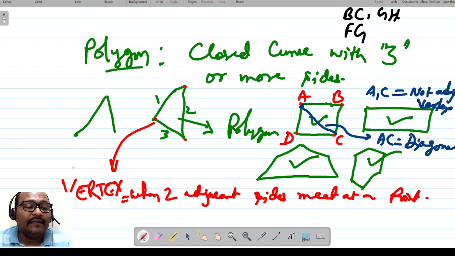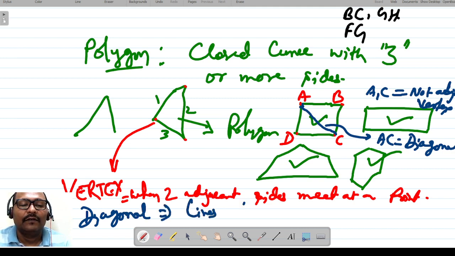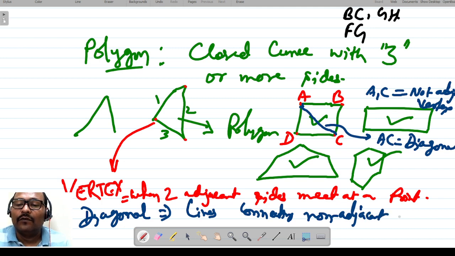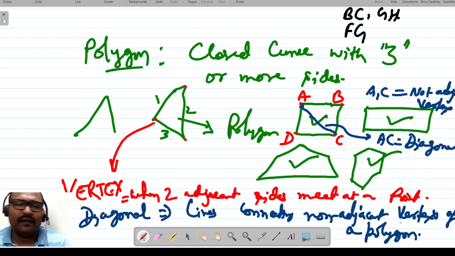Okay, so you are getting the concept of diagonal. What are diagonals? Diagonals are the lines connecting non-adjacent vertices of a polygon. Polygon can be triangle, rectangle, square, pentagon, trapezium, parallelogram, or whatever it be.